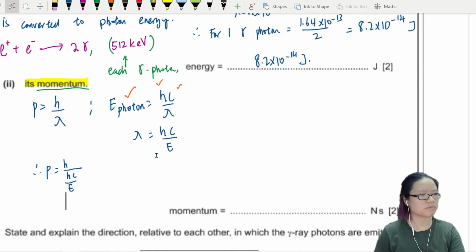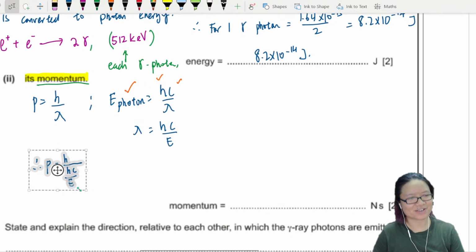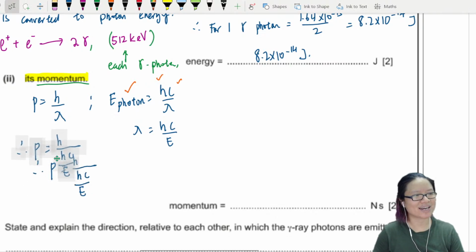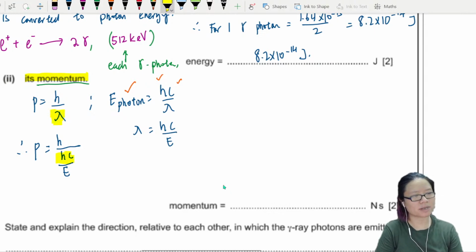I'm making sure that they are the same size. I draw bigger for the friends at home. So what I did was I substituted the lambda, and this is my lambda. From here the h cancels, and I'll get P is equal to 1 over c over E, which is the same as E over c.